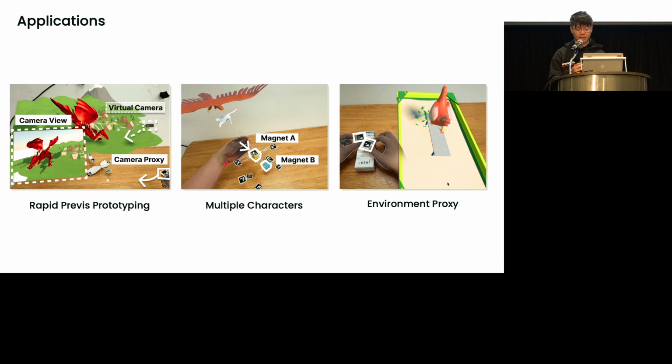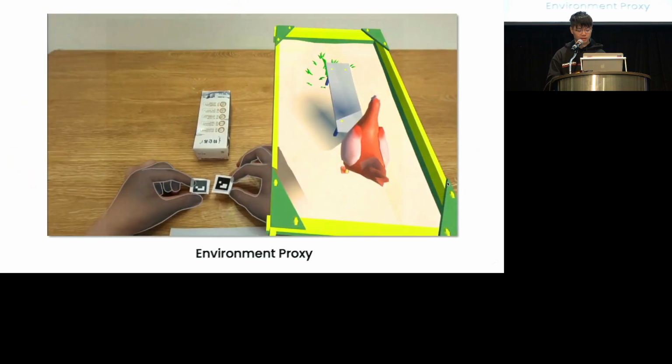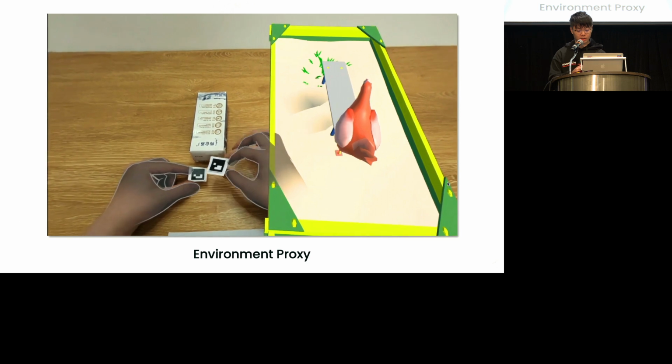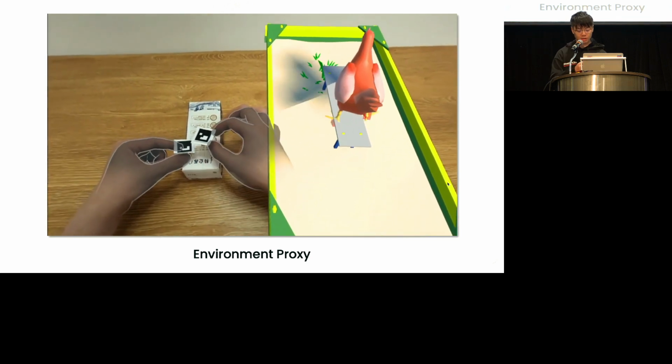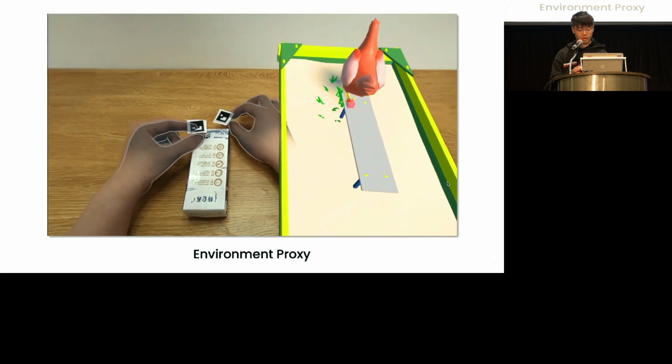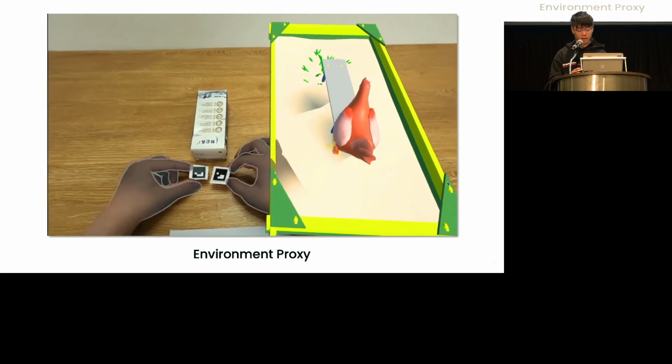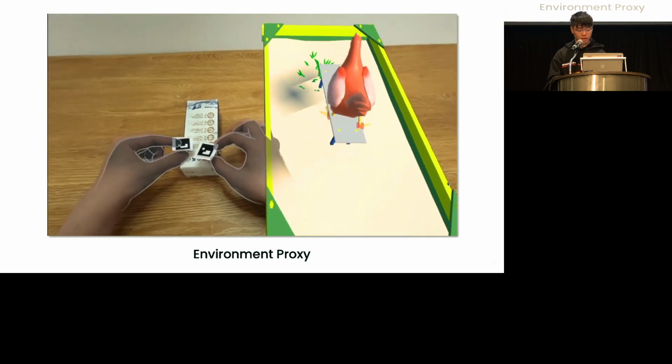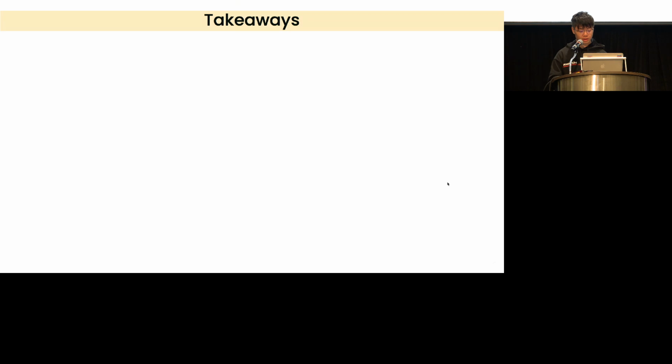We've also considered how the character interacts with the scene. Since the virtual objects don't share the physical world, we use physical proxies to represent the virtual scene, providing tangible support and interaction for the users.